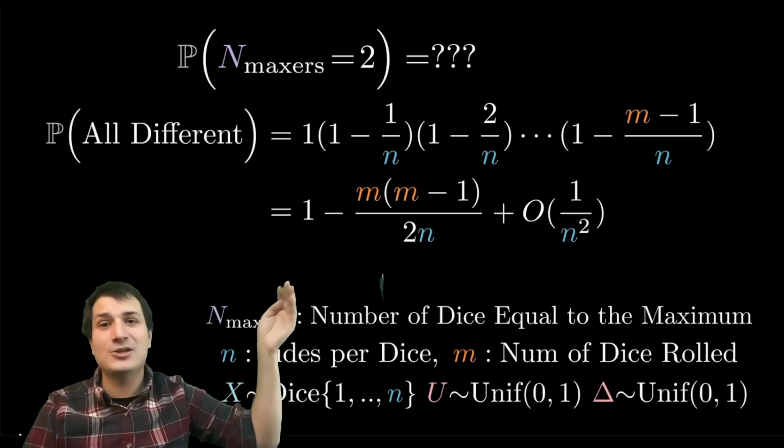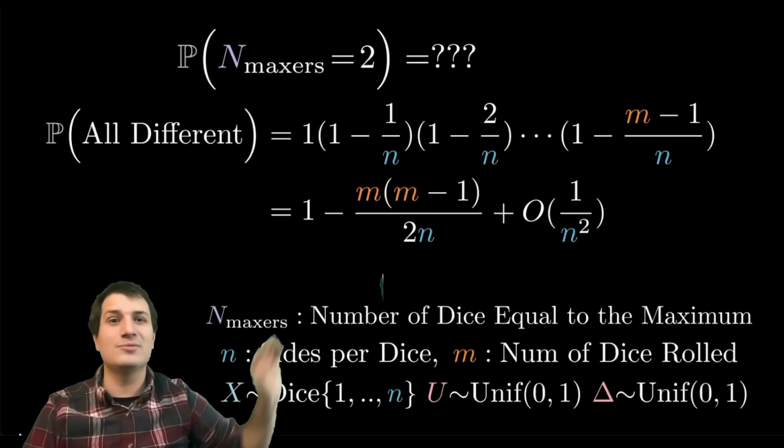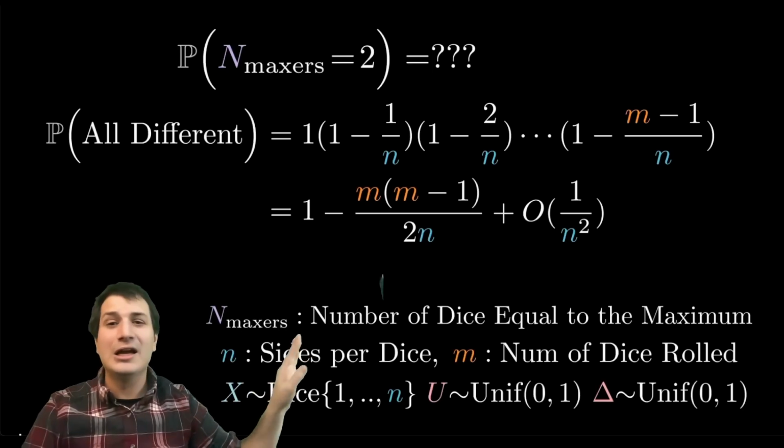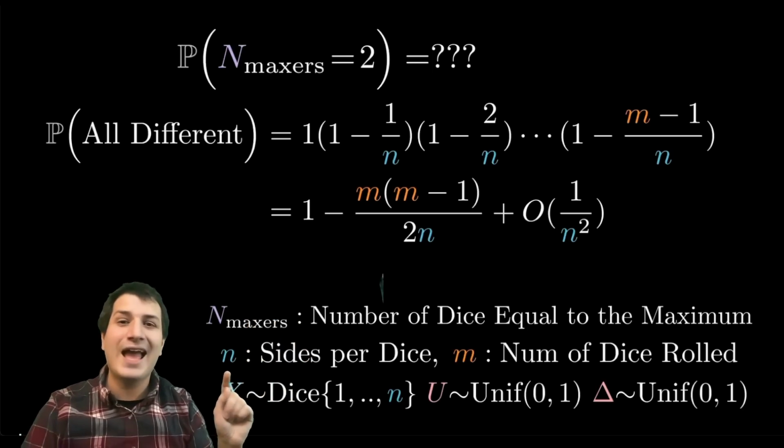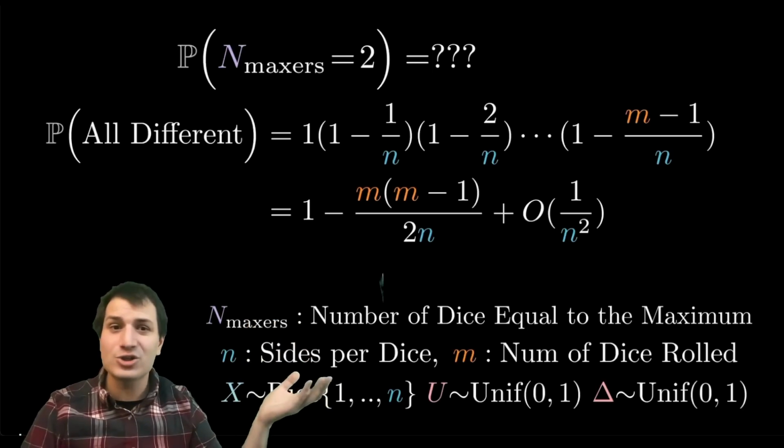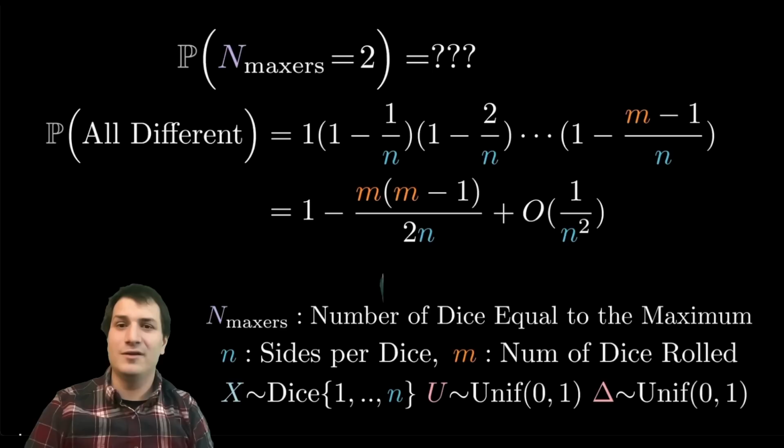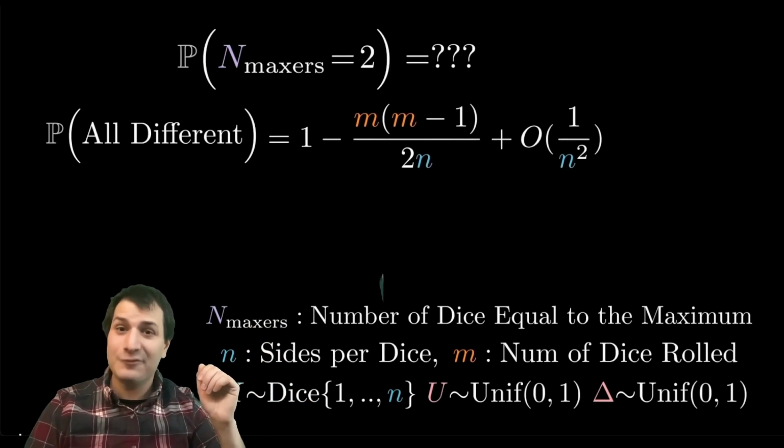So when you do the expansion, you're going to get all these super teeny tiny terms that are like 1 over n squared and smaller. We're going to ignore those terms. We're thinking of n, the number of sides of the dice, as very large compared to m, the number of dice we're rolling. All right, so that's the probability that all the dice work out to be different numbers.